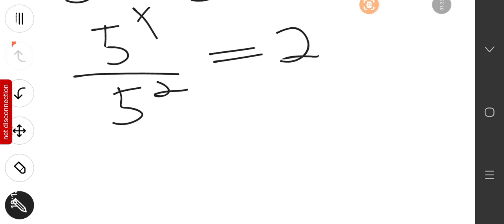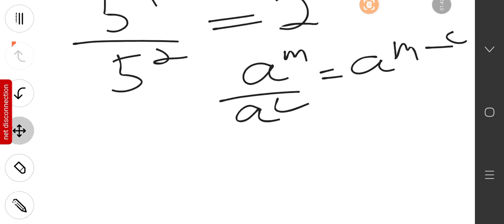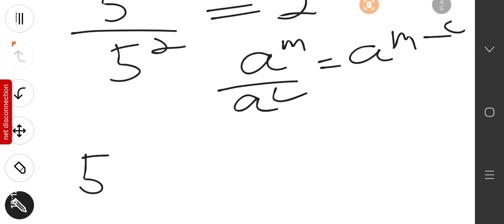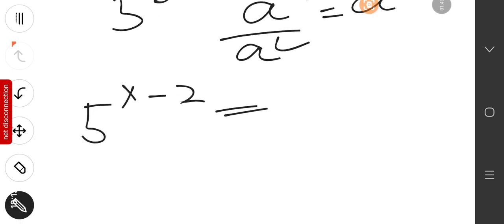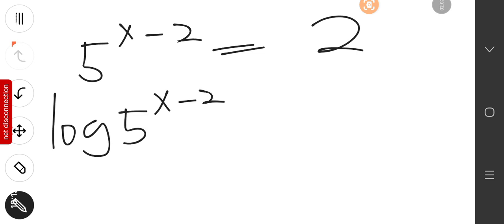Now let's apply the quotient rule. If you have a exponent m over a exponent c, this gives us a exponent m minus c. So our equation becomes 5 exponent x minus 2 equals 2. Now the base here and the base here are not the same. So because of that, we are going to apply logarithms. So we say log 5 exponent x minus 2 equals log 2.